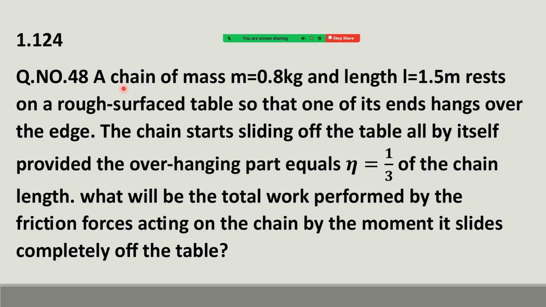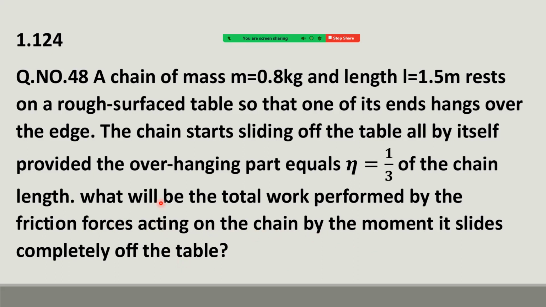See the question given. A chain of mass M and length L rests on a rough surface table so that one of its ends hangs over the edge. The chain starts sliding off the table all by itself, provided the overhanging part equals one third of the chain length. What will be the total work performed by the friction forces acting on the chain by the moment it slides completely off the table?